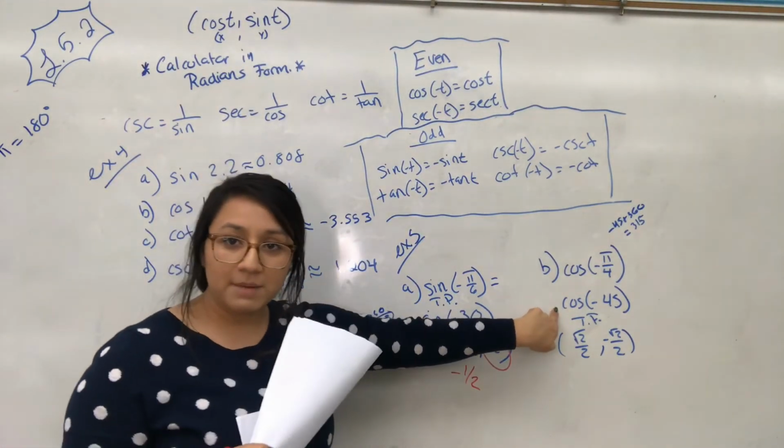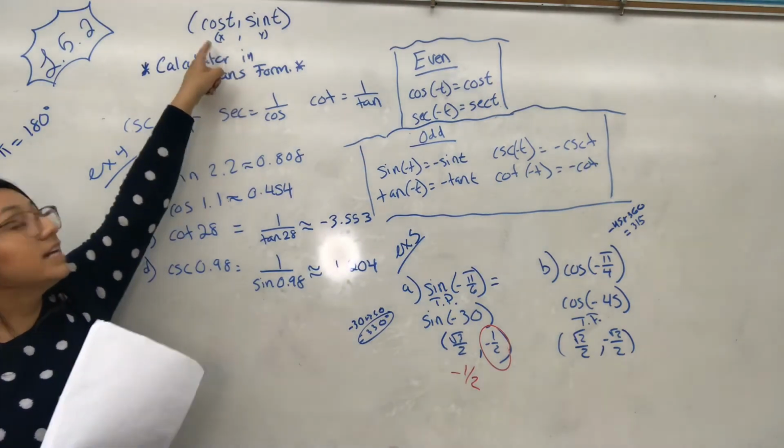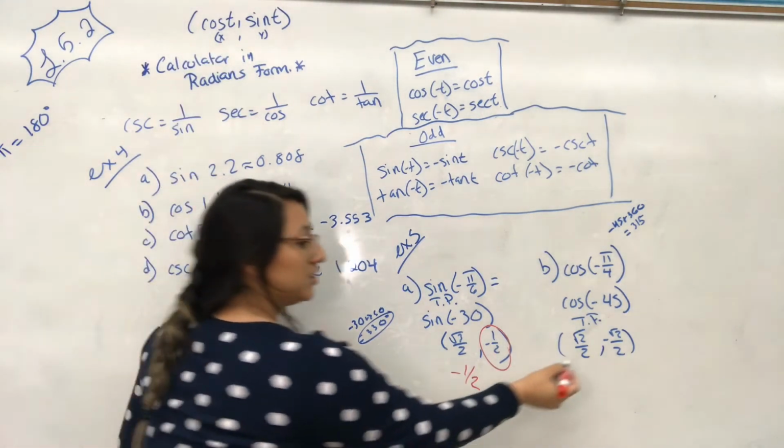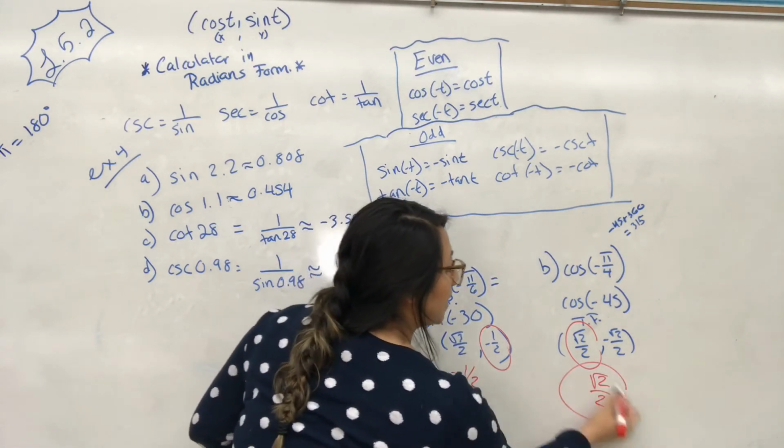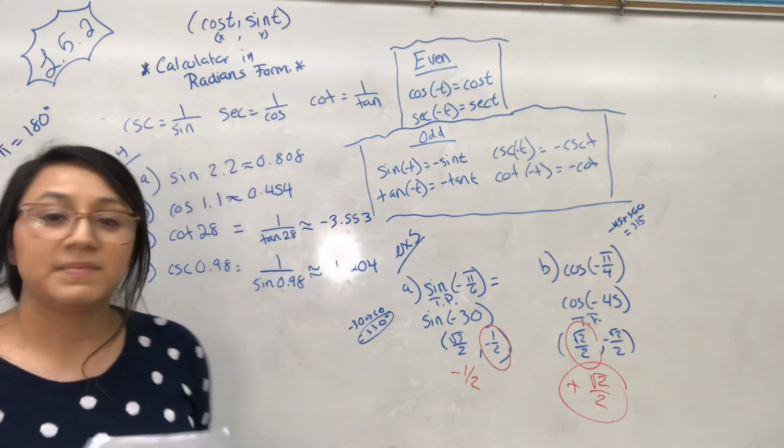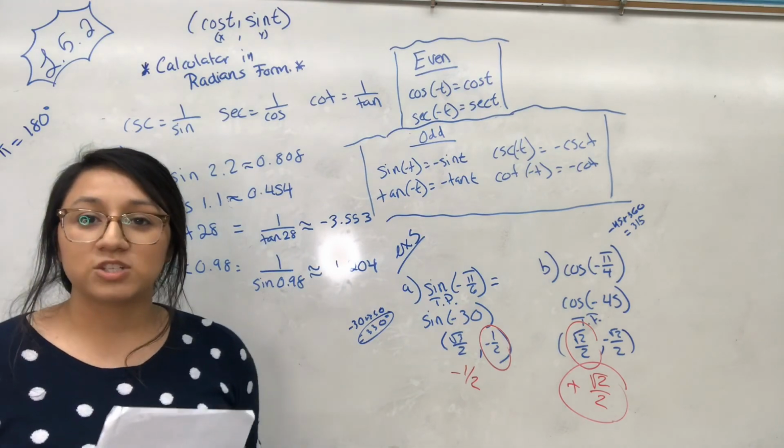So 315 degrees, the coordinate is right there where my finger is. Cosine, if we remember, we go back to the sine right here. Cosine is the x coordinate. So that means the x coordinate of this is radical 2 over 2. If you notice, it's a positive number. That's why it's even.